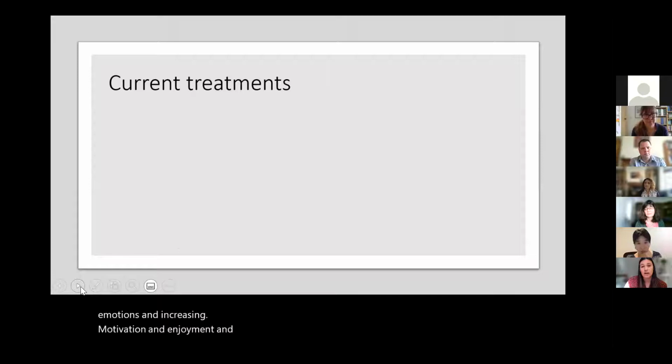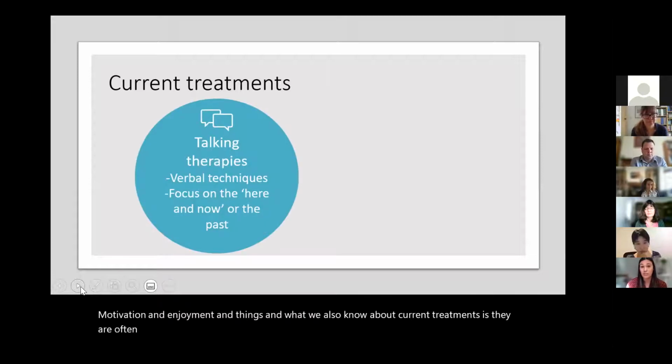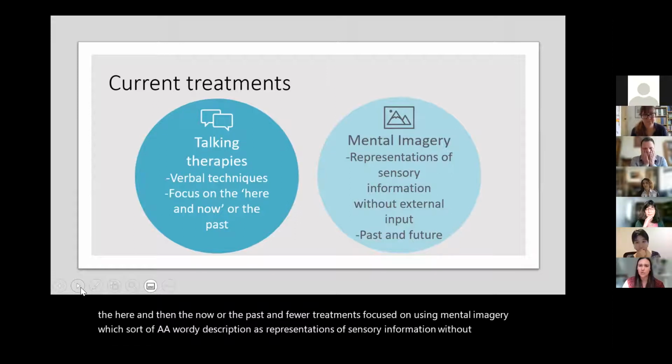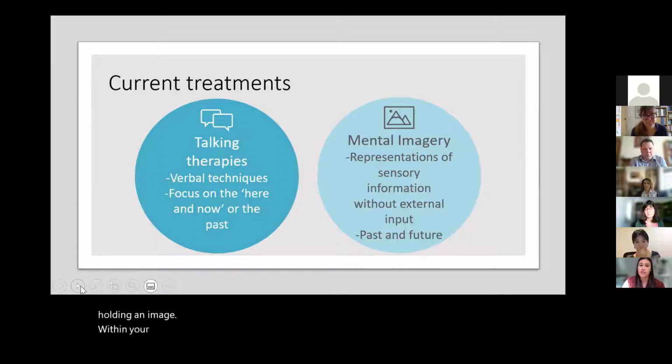What we also know about current treatments is they often involve talking therapies, so verbal techniques using words which focus on the here and now or the past, and fewer treatments focus on using mental imagery, which, a wordy description, is representations of sensory information without external input. But I like to describe mental imagery as seeing with your mind's eye or holding an image within your mind. And we can have mental imagery for the past and the future.